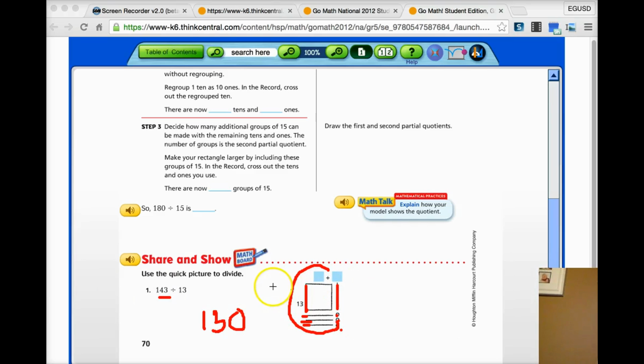Okay, now what they want us to do is, so we know this is 10, right? Because there are 10 in the big square. And then there's one more right here. Okay, so 10 plus 1, these are your partial quotients. You have your 10, and then you have your 1. 10 plus 1 is 11. Okay, so the answer to 143 divided by 13 is 11. Okay, so this picture can really help you.